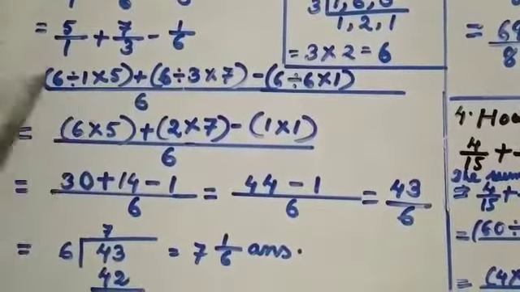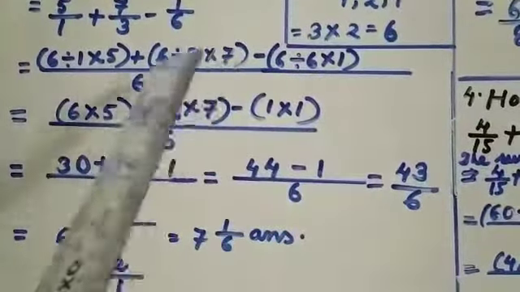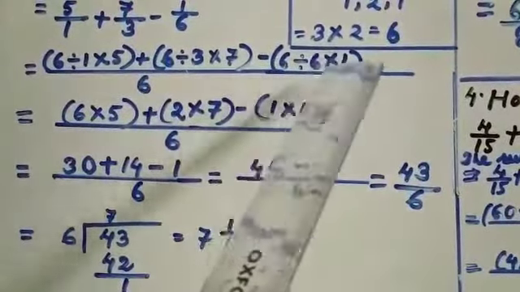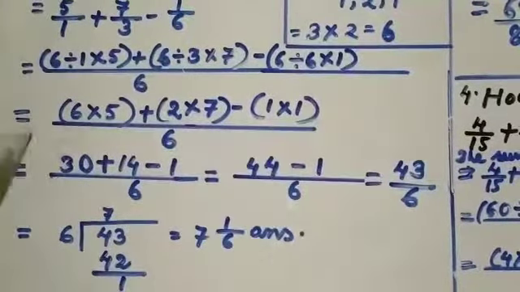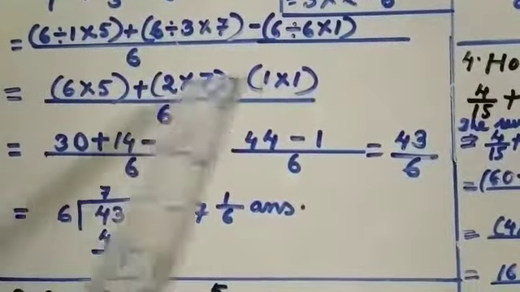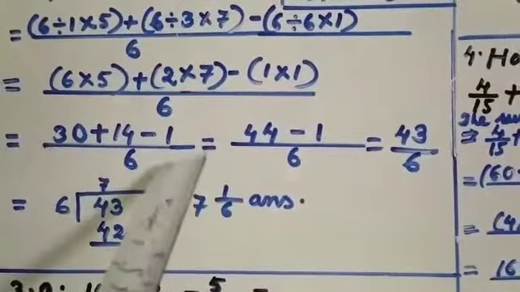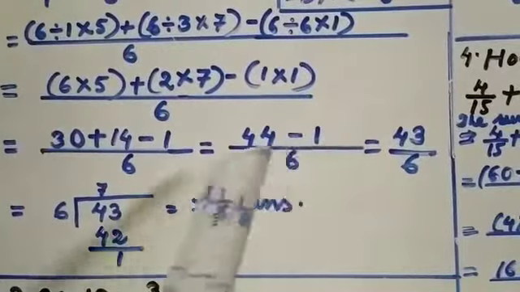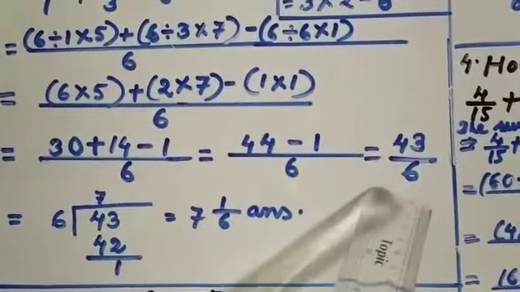So 1 6 is 6 multiplied by 5 plus 3 2s are 6, 2 into 7 minus 6 1s are 6, so 1 into 1. Clear? Divided by 6. Now 6 5s are 30 plus 2 7s are 14 minus 1 1s are 1 divided by 6. So 30 plus 14, 44 minus 1 divided by 6. What you are getting? 43. So 43 by 6 is your answer.